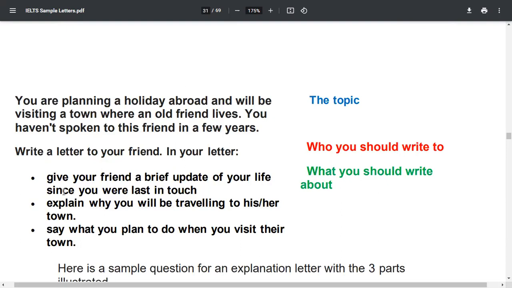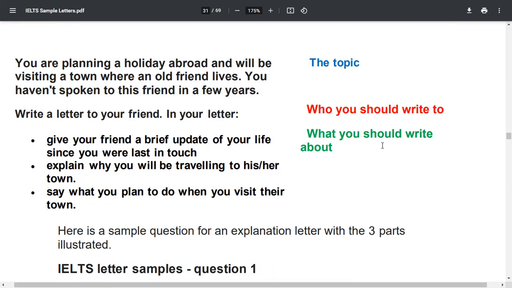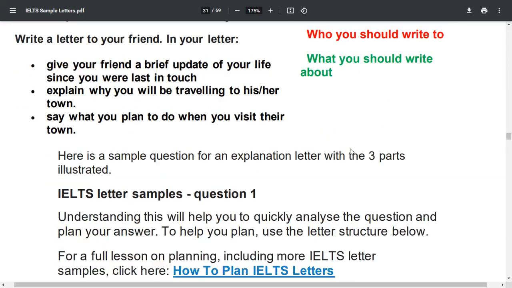So now let's read the example question together. It says, you are planning a holiday abroad and will be visiting a town where an old friend lives. You haven't spoken to this friend in a few years. Write a letter to your friend. In your letter, give your friend a brief update of your life since you were last in touch. Explain why you will be traveling to her town. Say what you plan to do when you visit their town. So here is a simple question for an IELTS explanation letter with the three parts illustrated.